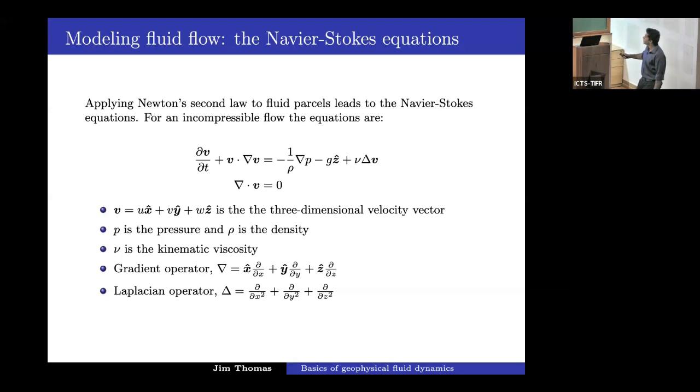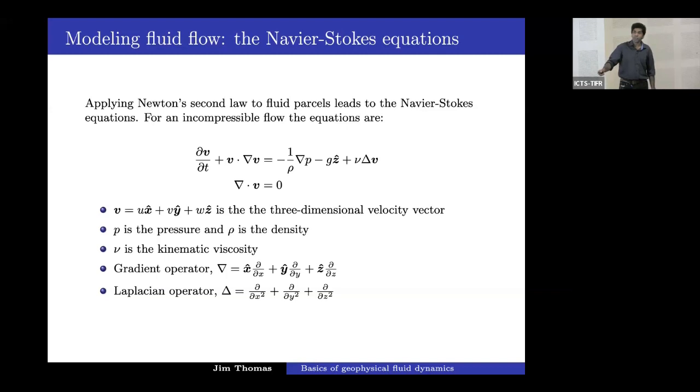The right-hand side of this equation are all the forces. We have the pressure force, the gravitational force, and the viscous force. And on the left-hand side, we have the acceleration of the fluid. This is the mass times acceleration term. Here I have normalized by mass, so this is really the acceleration, and this is the force per unit mass. And this is called the incompressibility condition, which states that the flow density changes are negligible. So these equations are what I call the incompressible Navier-Stokes equations.